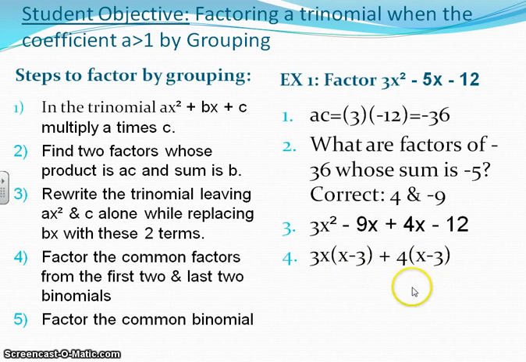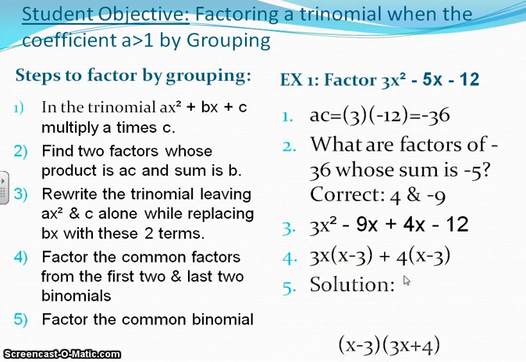The final step here is to take out the common binomial, which in this case is x minus 3 and x minus 3. We factor that and place it on the front, and when we divide out, we will be left with 3x plus 4. So our solution to this problem will be x minus 3 times 3x plus 4. Remember that you can always redistribute this, x times 3x, x times 4, negative 3 times 3x, and negative 3 times 4 to attain the original problem to check your work.